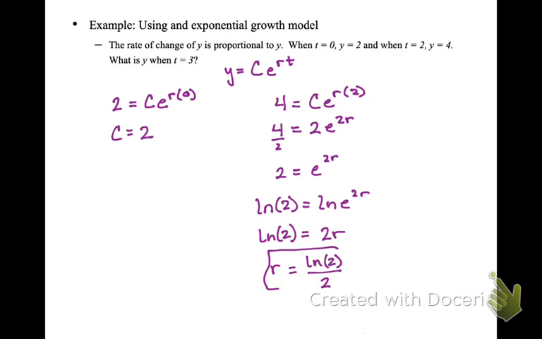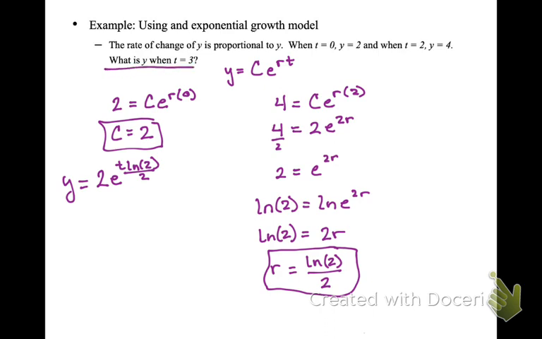So now that I have r and I have c, we're going to write our general solution. y equals c, which is 2, e to the r times t, so e to the t times the natural log of 2 over 2. So there's my general solution. How am I going to find y when t is 3? Well, you put in 3 for t. So y equals 2e to the 3 natural log of 2 divided by 2.